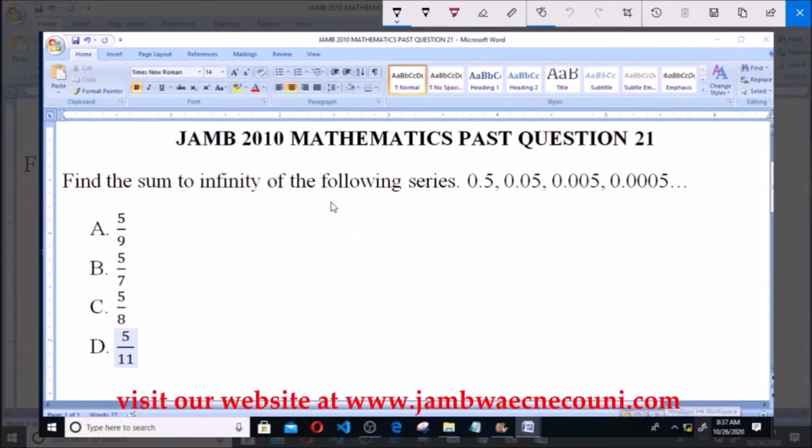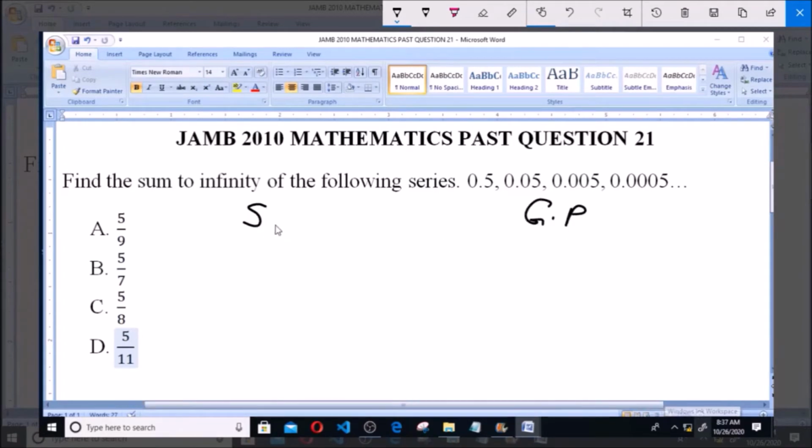Now, looking at this series, this is a GP, a geometric progression, and the formula for finding the sum to infinity of a geometric progression is given as A all over 1 minus R, where A is the first term and R is the common ratio. Now what is A? The first term A is 0.5, which we can also write as 1 over 2.